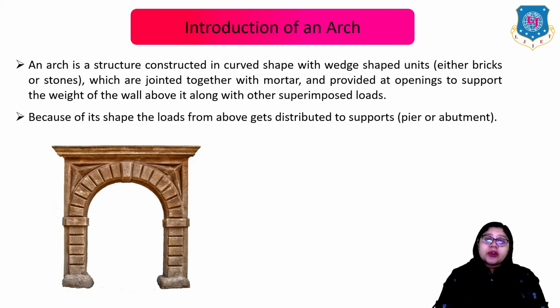So an arch is a structure constructed in a curved shape with wedge-shaped units either of bricks or stones, which are jointed together with the help of mortar and provided at an opening to support the weight of the wall above it along with other superimposed loads, right? Because of its shape, the load from above gets distributed to the support, it means to the pier or the abutment, as shown in this figure.